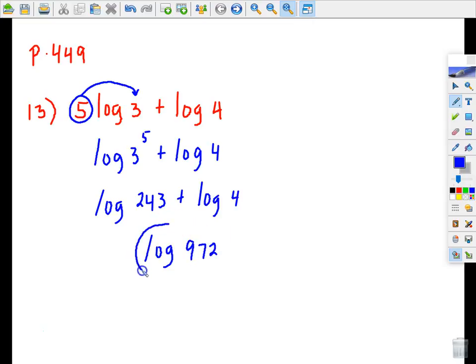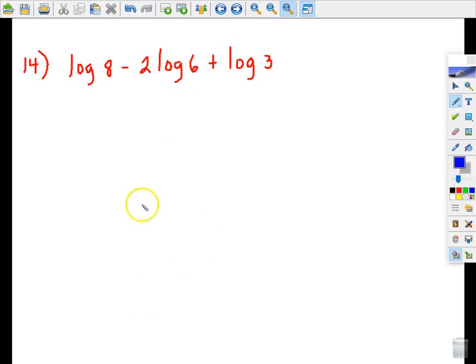So the answer to number 13 is log. Of course, we've talked about how that's an understood base 10 since there is no base showing. Log 972 is your answer for number 13.